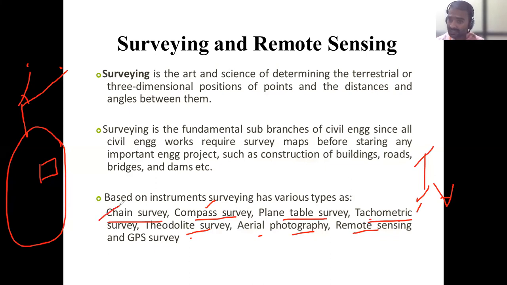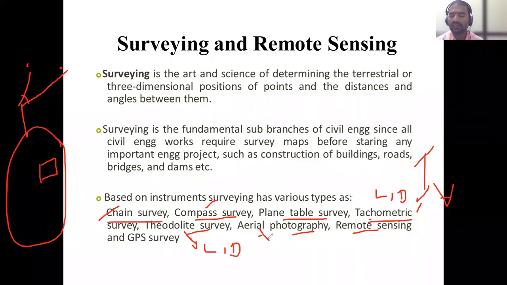So in chain surveying we are just measuring distances, in compass surveying we are measuring the directions or angles, in plane table we are marking on the paper, and in tachometry we calculate both distance and directions. Theodolite is an indirect method, where length and directions are both calculated. But in tachometry a constant will come in, here there is no constant.